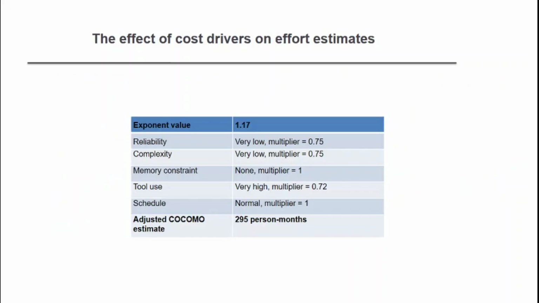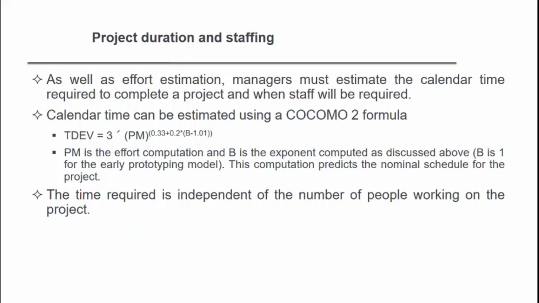You can refer to my notes for this. Project duration and staffing, as well as effort estimation: the manager must estimate the calendar time required to complete the project and when staffing will be required. Calendar time can be estimated using the COCOMO II formula, TDEV = 3 × (PM)^(0.33 + 0.2 × (B - 1.01)). PM is the effort computation and B is the exponent computed as discussed. The time required is independent of the number of people working on the project.